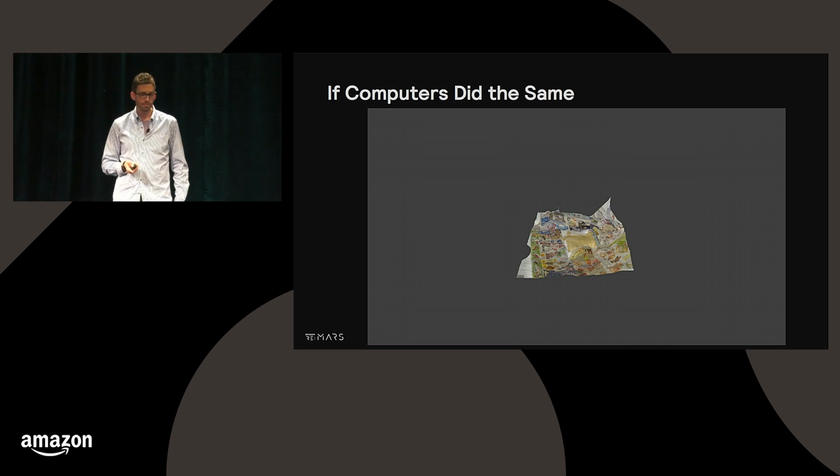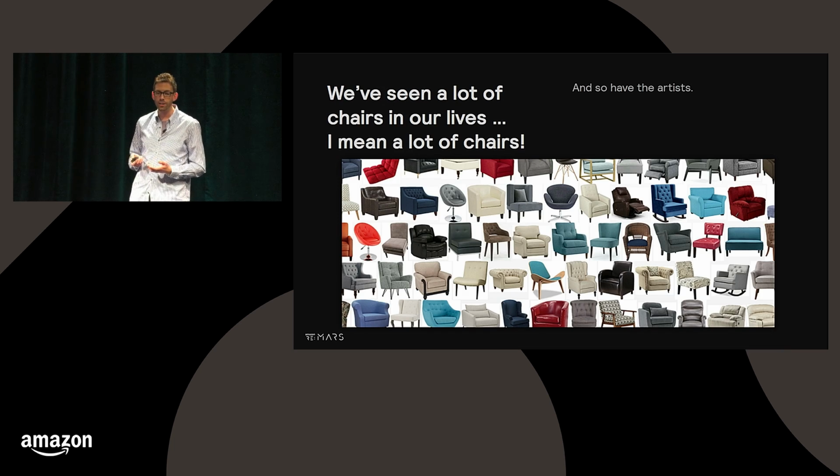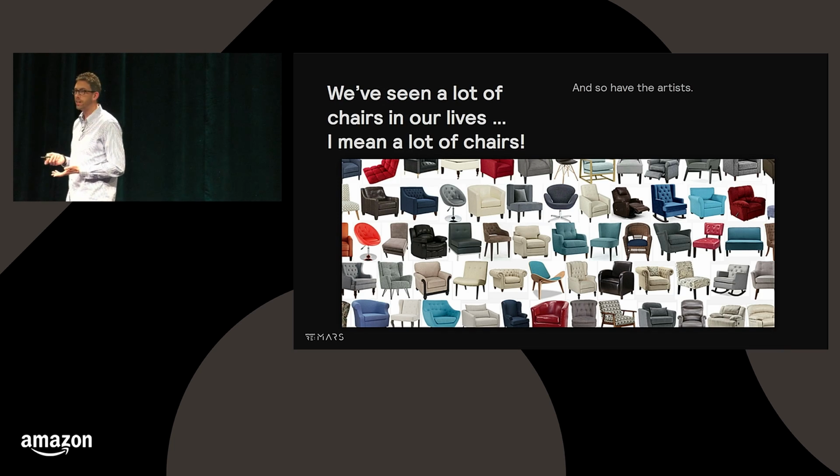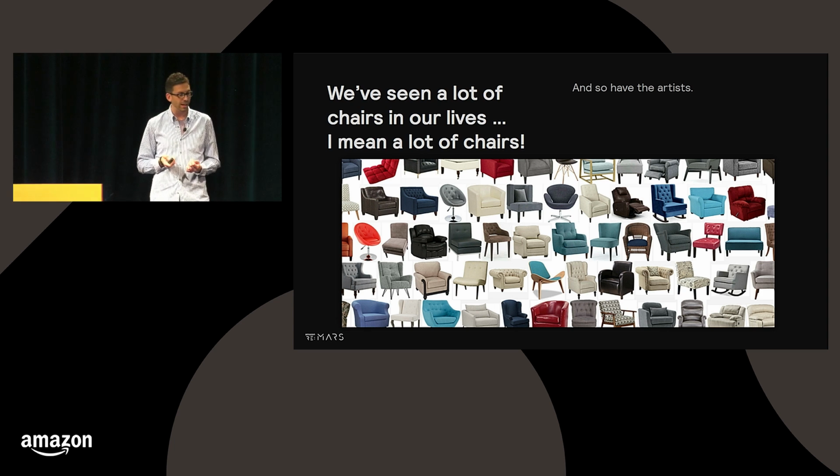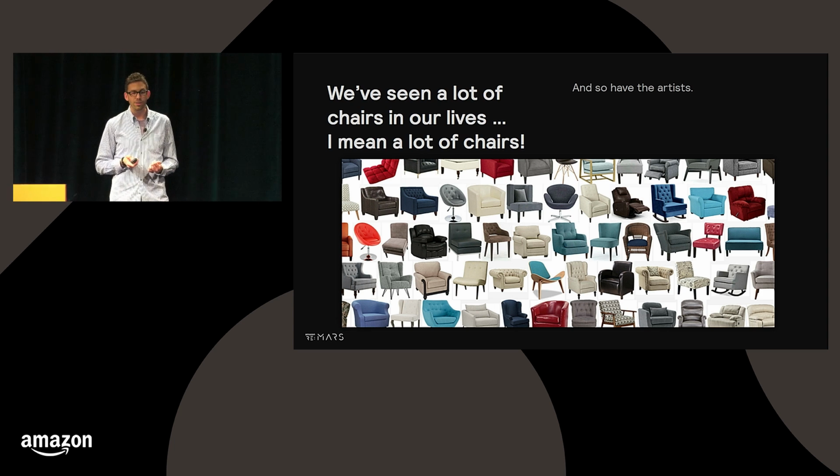So what is? I think it's a simple insight, and it's one that actually resonates very much with the machine learning emphasis of the re:MARS conference. It's talking about taking advantage of the fact that we ourselves have seen a lot of chairs in our lives. And I mean a lot of chairs. There are a lot of chairs.